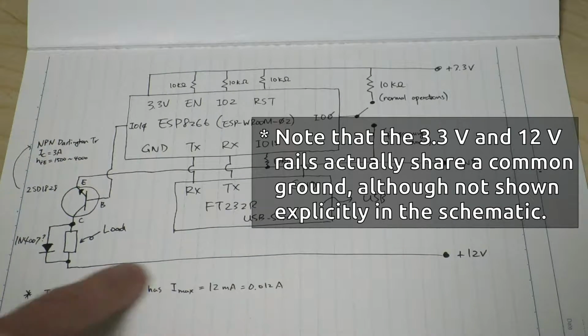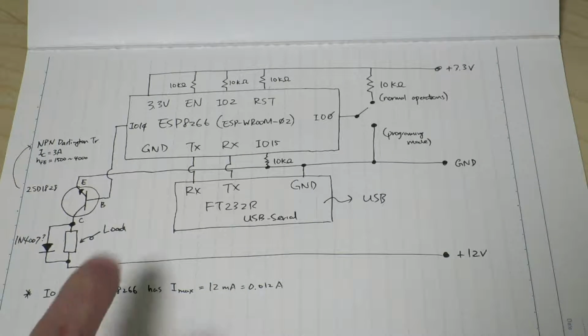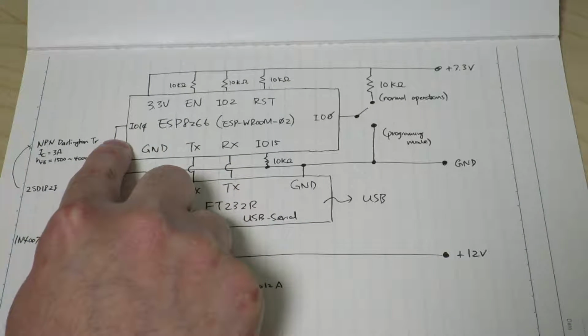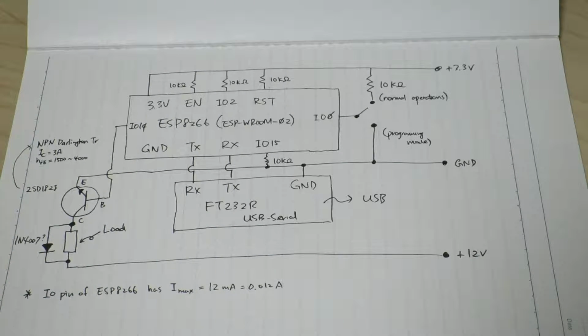That's because I have the 12 volt rail, or the higher voltage rail, drawn down here. The IO14 pin of the ESP is connected to the base of the Darlington transistor, so I can control when to turn the transistor on or off. By the way, the Darlington transistor I'm using is a 2SD1828, which is a Sanyo-built Darlington transistor that I could get locally.